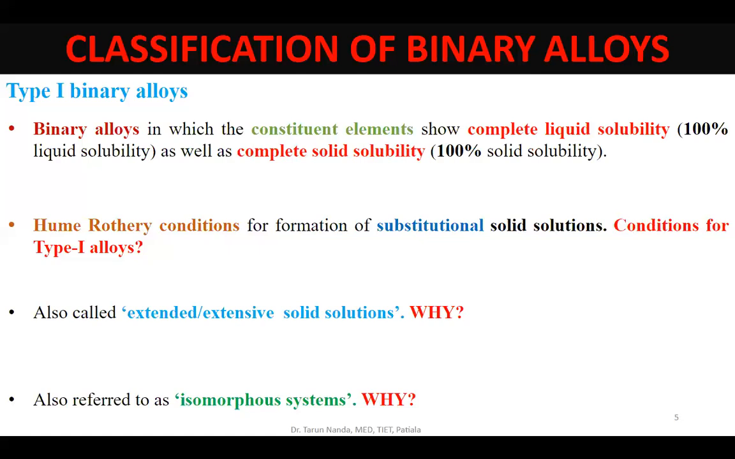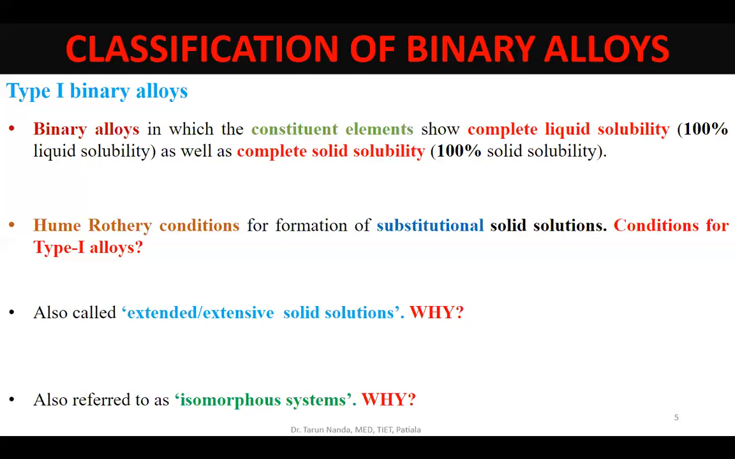Then atomic size. In the second rule, Hume-Rothery had said that if two elements wish to form a simple solid solution between them, their atomic sizes must not differ by more than 15%. Here again, he made a modification, and Hume-Rothery said that if two elements have to show 100% liquid solubility and 100% solid solubility, then their atomic size difference must be less than 8%. And if these two conditions are met, the third and the fourth condition automatically get met, and you are able to form a type 1 system.